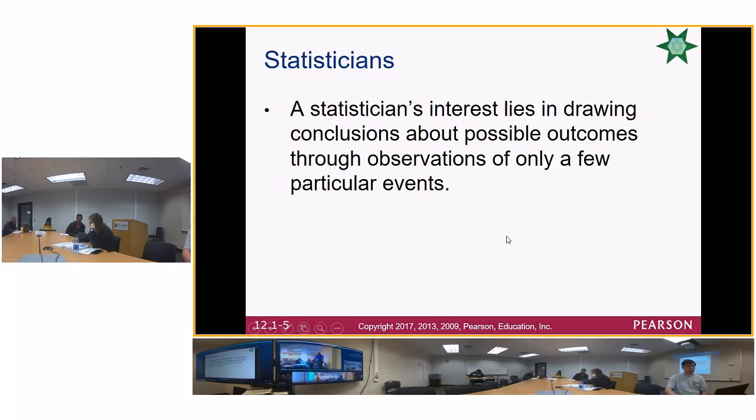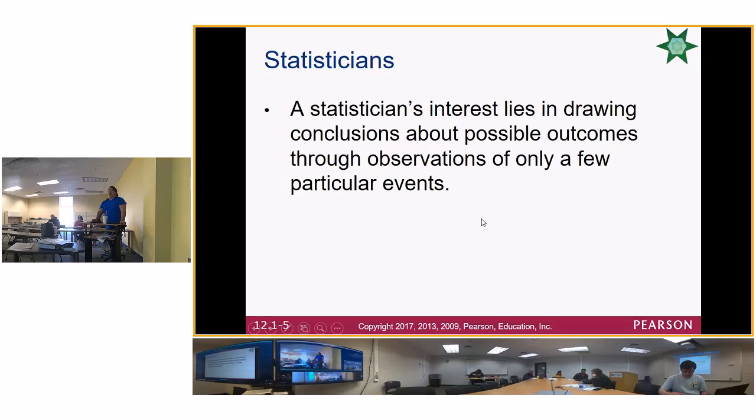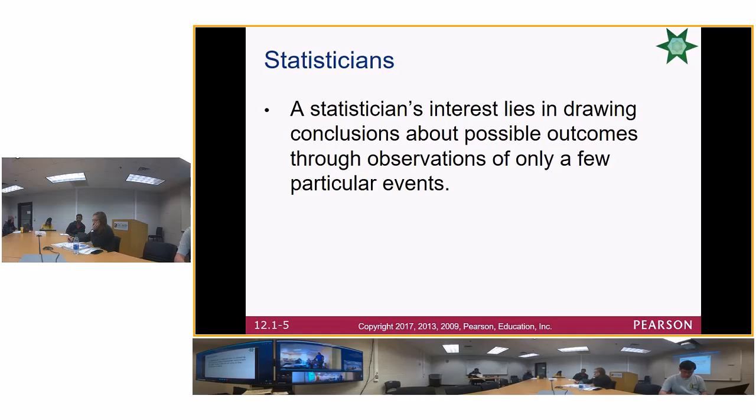A statistician's interest lies in drawing conclusions about possible outcomes. Okay, that's a good definition, drawing conclusions. You don't have to write that down, but you might want to write down drawing conclusions, because nobody can tell the future. If anybody walks up to you and tells you they can tell the future, all you have to do is ask them one question. What's that question? Anybody know the question you should ask somebody?